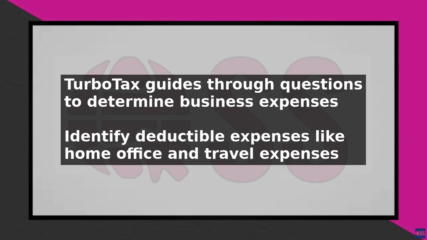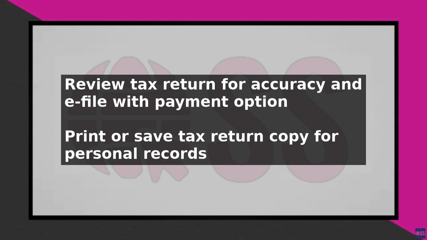audited. Once you have completed the 1099 NEC section, review your tax return to ensure that all the information is accurate. You can then e-file your tax return and pay any taxes that you owe. It's also a good idea to print or save a copy of your tax return for your records.